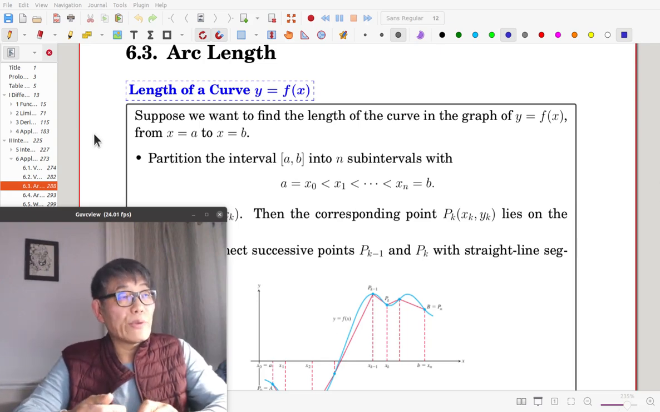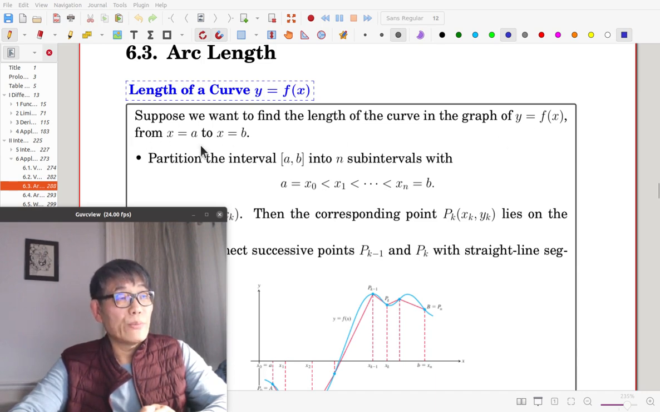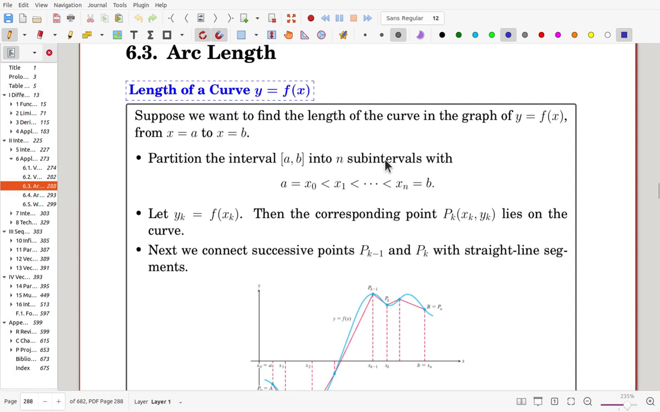Section 6.3, arc length. In this section, we'll find the length of the curve in the graph of y equals f(x) from a to b using the same technique, the limit of Riemann sums. So we'll begin with partitioning. We partition the interval into n subintervals.